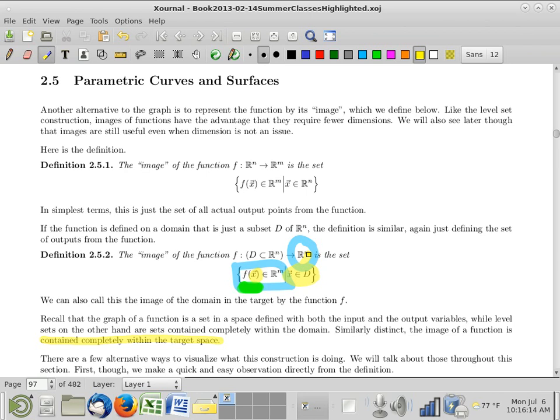Now, what's the difference? How is this not just the target? Well, importantly, the target is just a space where the outputs are required to land. Not everything in the target will necessarily come out of this function. Right? So the target is just a context, really. I need to tell you what kind of critters are coming out of this function. The image is the actual outputs themselves. Okay. All right.